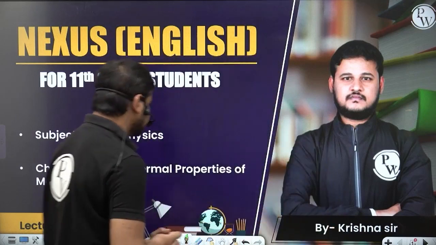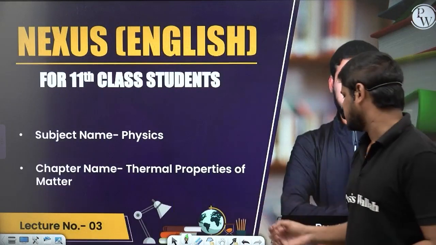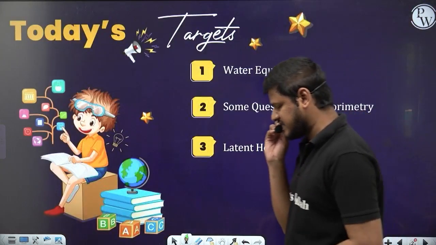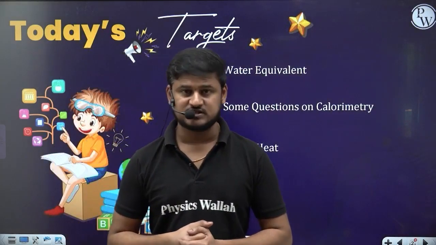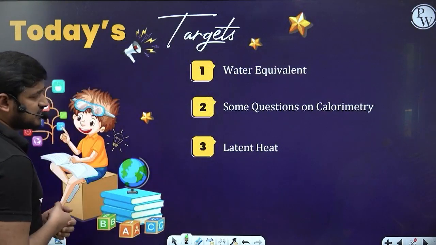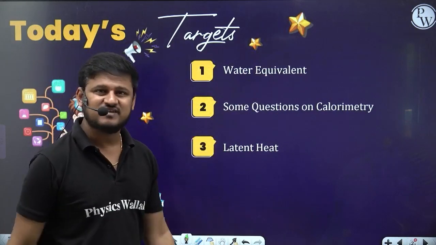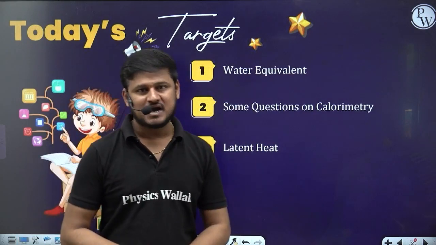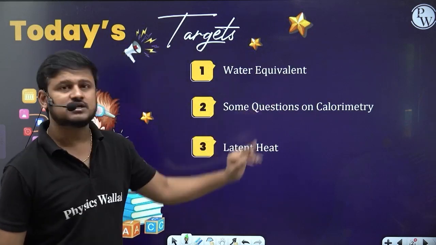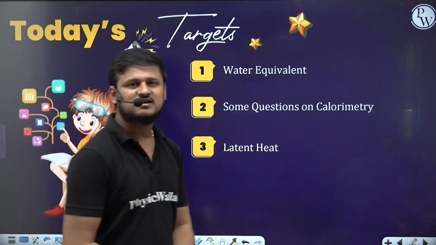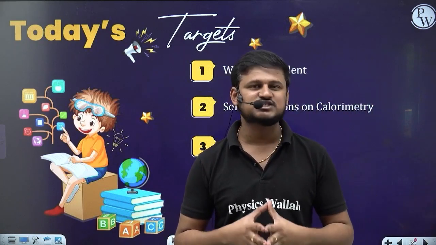So in the last session, on the thermal properties of matter, we discussed the heat capacity concept, that is specific heat capacity, and the calorimetry concept. Today we are going to continue with the same concepts. Some questions on calorimetry, then what is water equivalent, what is heat capacity or thermal capacity, and latent heat, plus calorimetry based questions, we'll see in today's session. So as usual, I just need your attention for the next 1 hour, guys.